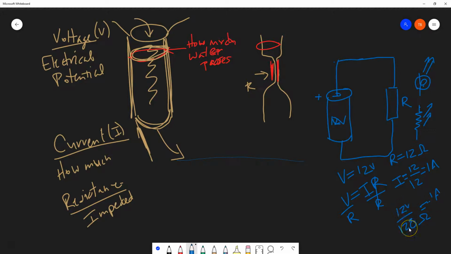Because 12 divided by 120 is 0.1. So this is a very simple explanation of Ohm's law and how voltage, current, and resistance are related. As the resistance increases, the current flow, the amount of electricity flowing through the circuit, decreases.